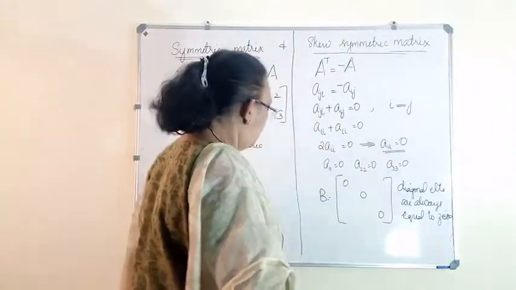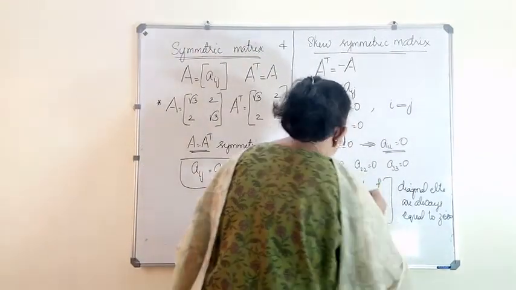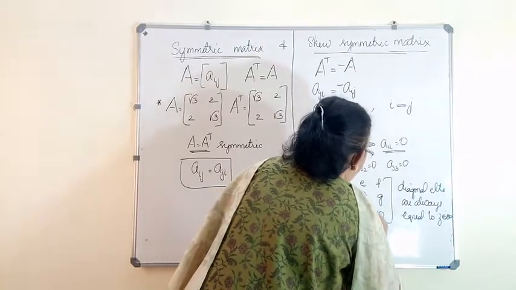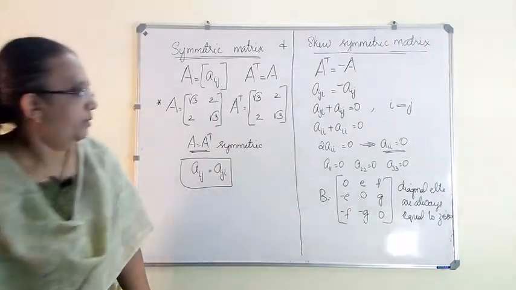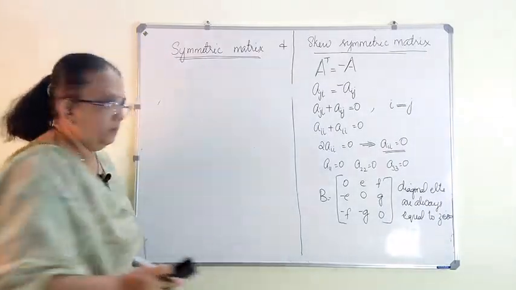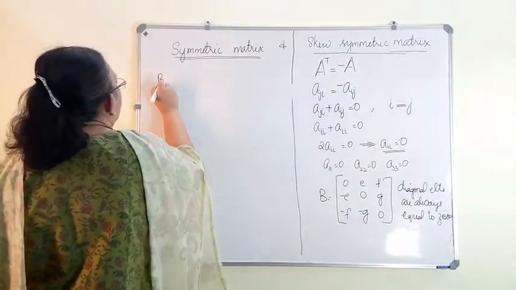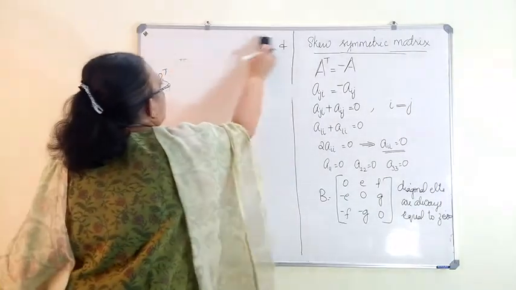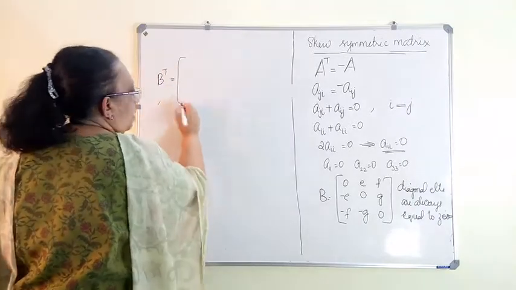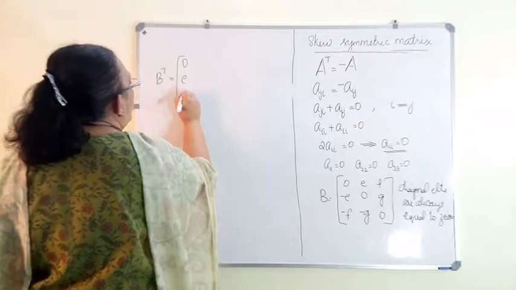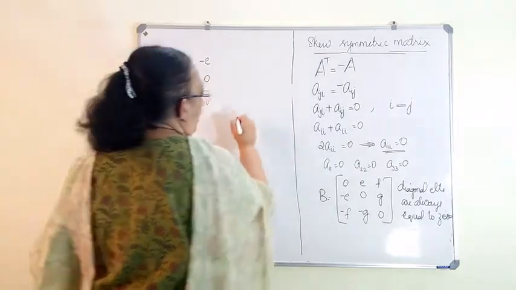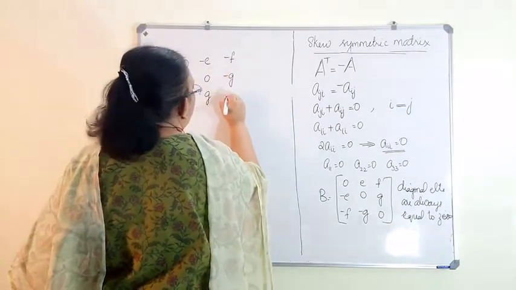Consider an example. B is equal to the matrix [0, E, F; minus E, 0, G; minus F, minus G, 0]. Now, let us consider the transpose, B transpose. What is B transpose equal to? Rows become the columns. 0, E, F. Second row: minus E, 0, G. And minus F, minus G, 0.